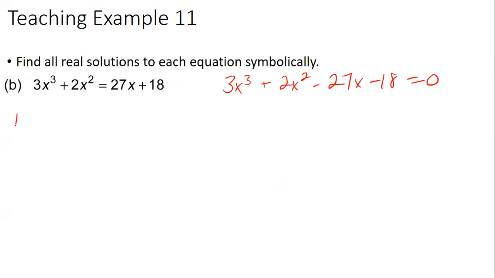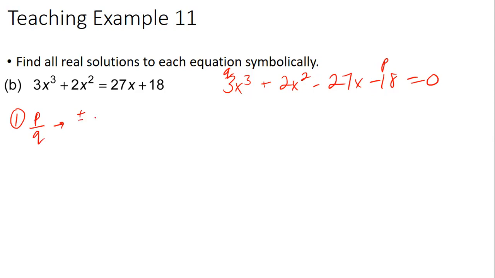Okay, after that, we're going to find all of our possibles. Remember, your possibles are your p over your q. Your q are the factors of your leading coefficient, and the p are the factors of your constant, correct? So we have p over q is what we're trying to get in the format of. So what are the factors of negative 18?